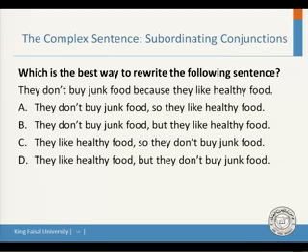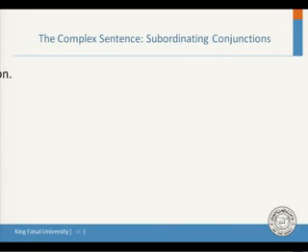Now, because and so give the same meaning, but you have to change the order of the clauses. Look at the sentence again. They don't buy junk food. Why? Because they like healthy food. Change the order and use so. They like healthy food, comma, so they don't buy junk food. So the answer is C. The same meaning.